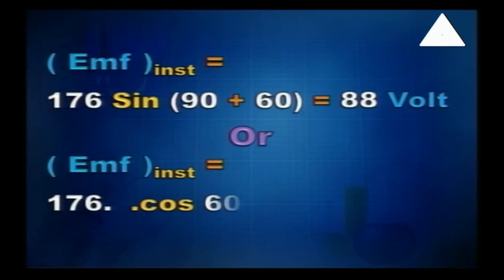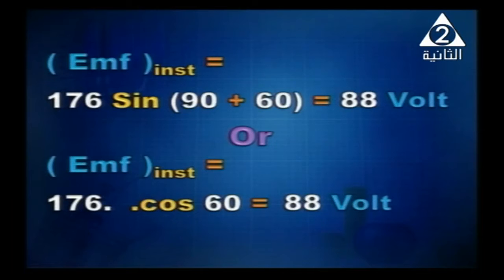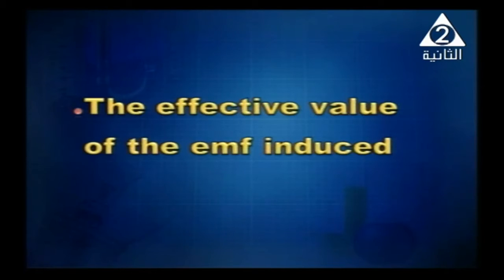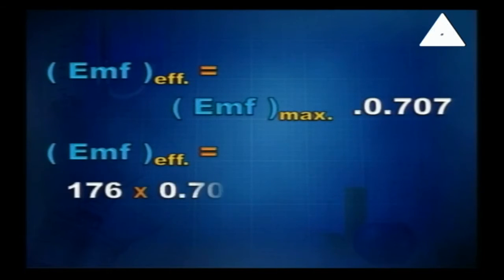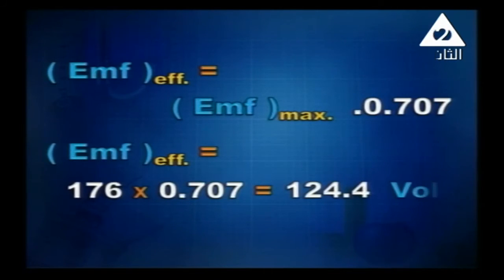Okay, in this case it will be 176 cosine 60, and of course it is 88 volt. Another item of the problem, we want you to calculate the effective value of the EMF induced. It's all easy. Effective value, EMF effective equals EMF maximum times 0.707. So it is equal to 176 times 0.707. It is 124.4 volt.